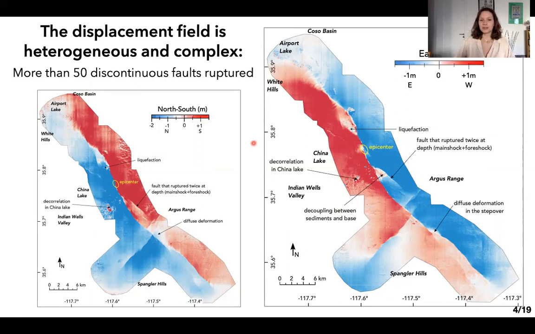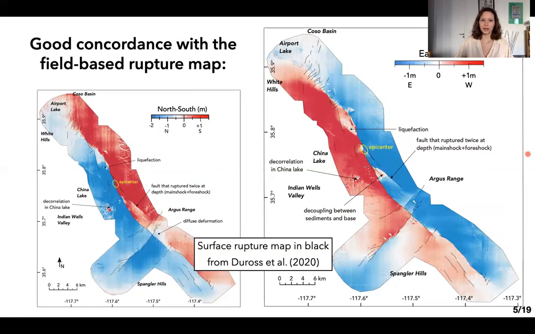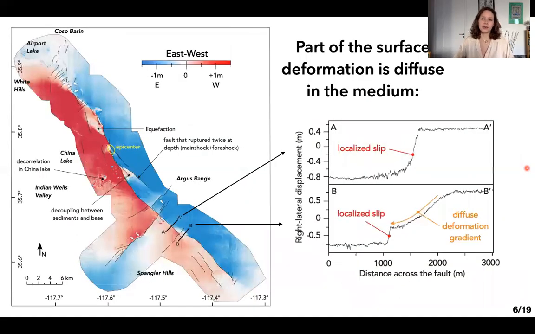And when you do the comparison with the work that has been done in the field, you see that you have a very good fit between the trace of the fault in the field and what we find with our displacement maps. You still have a few faults that were not mapped in the field that I indicate with the small white arrows, but this is in very few cases. However, our method is also able to calculate diffuse deformation in addition to localized deformation. The diffuse deformation corresponds to the part of deformation that occurs outside of the fault zone and that is not characterized by any slip offsets and localized feature at the surface.